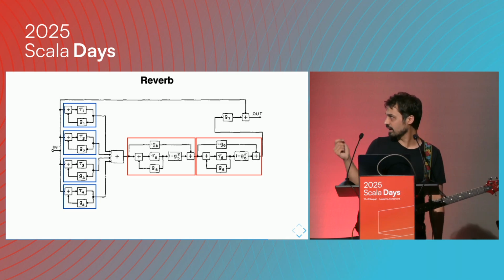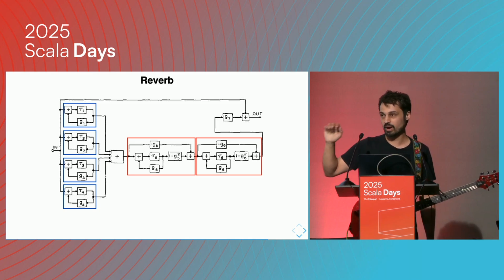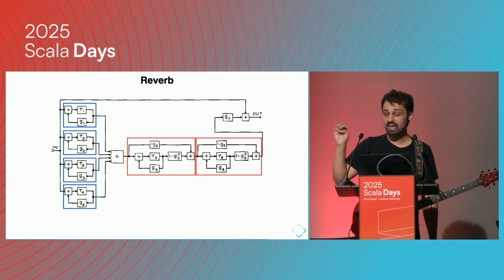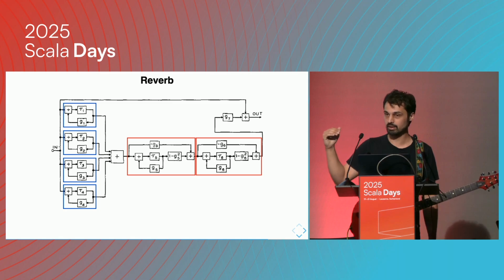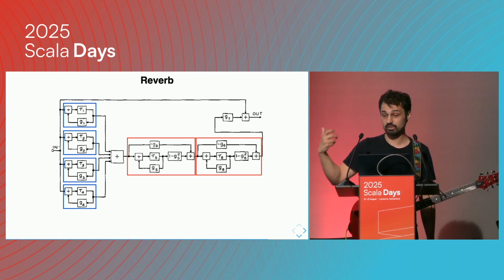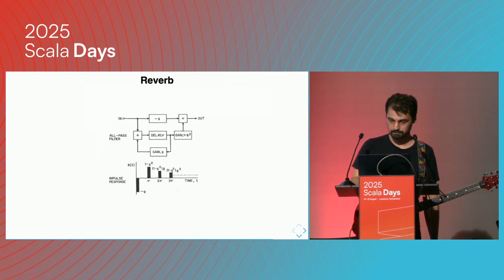So Schroeder's solution to this is to say, okay, I just have 4 of them. I run 4 of them in parallel, and that's going to generate a bunch of repeats. And then I'm going to run this through these 2 stages here. And these things are going to take those repeats and generate more repeats from those. So he calls this an all-pass stage.